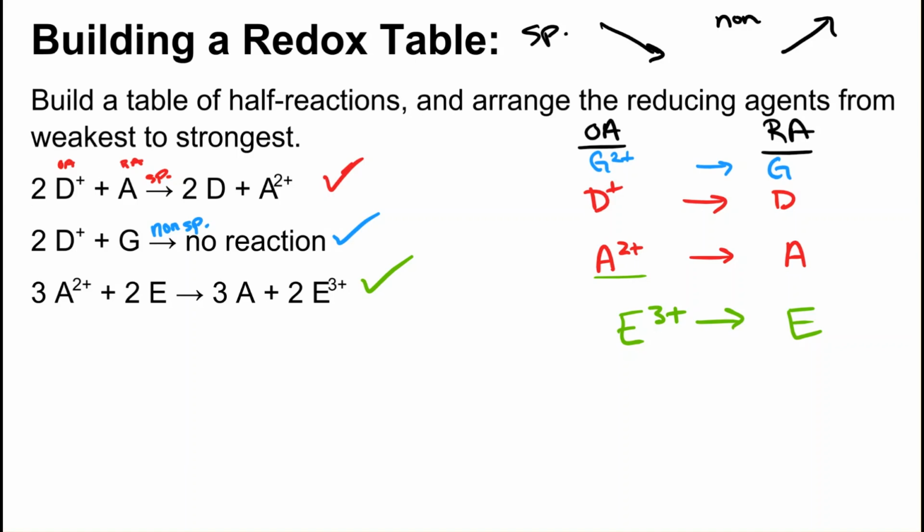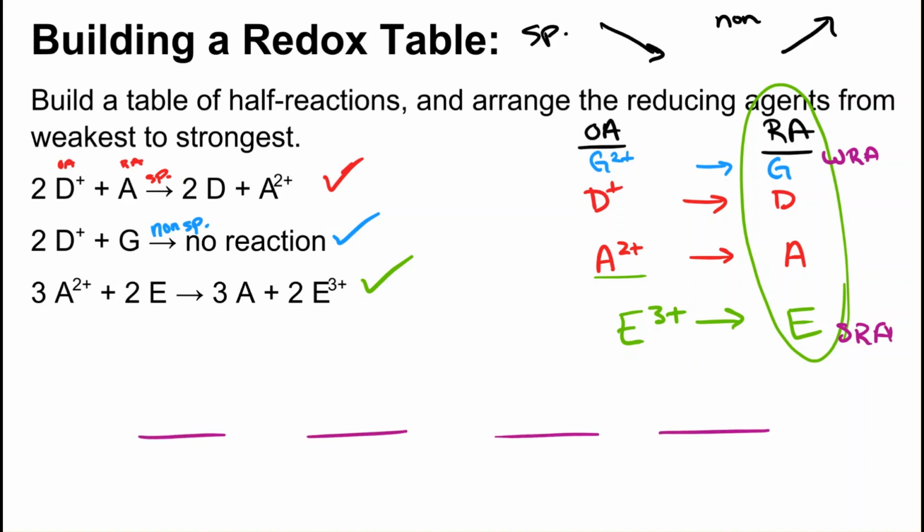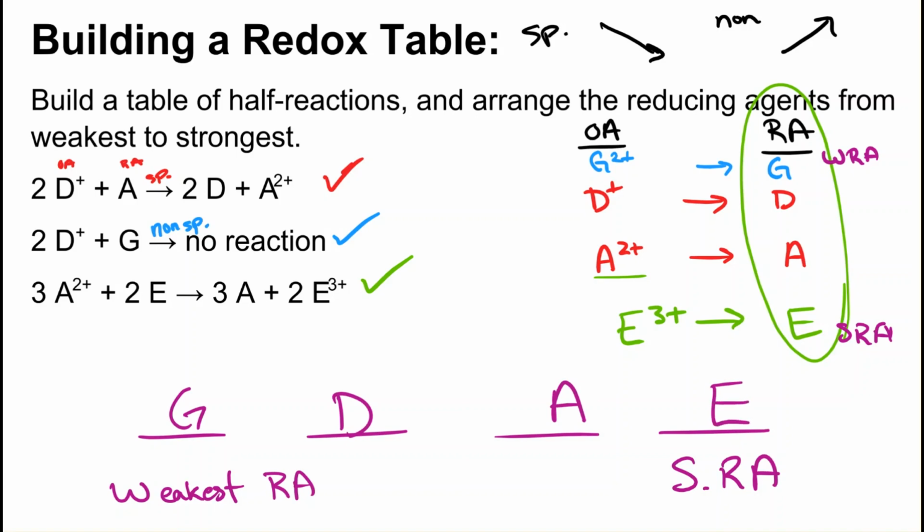So here's our table of half reactions, and we could fill in electrons if we wanted to, but we care about the reducing agents. We want to arrange them from weakest to strongest. Where's the weakest reducing agent here? It's on top. The strongest reducing agent is on the bottom. So if we want to arrange these from weakest reducing agent to strongest reducing agent, it's going to go G with no charge, maybe solid, whatever. Then D with no charge, then A with no charge, then E with no charge.